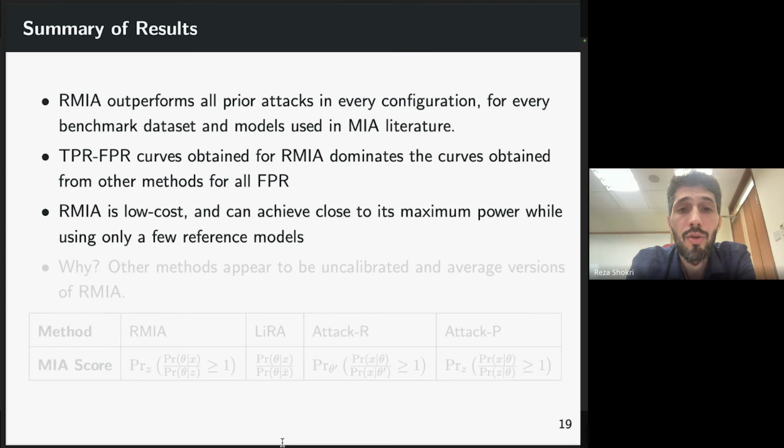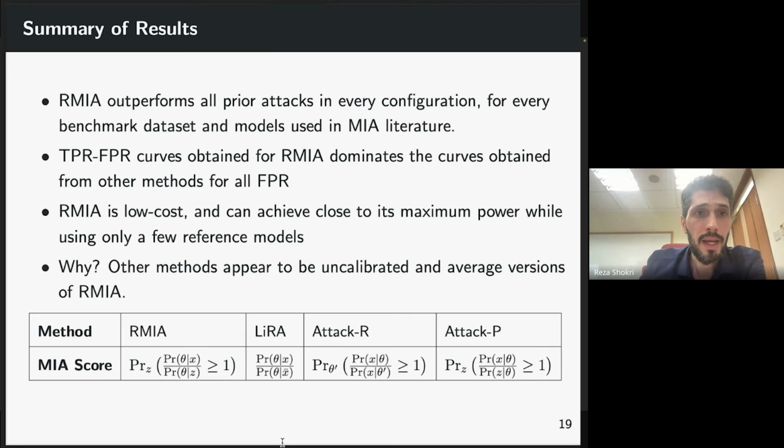And can achieve close to its maximum power, even if we train very few reference models. So this is very impressive. The main reason why I think this is achieved is that we have a more precise modeling of the null hypothesis.